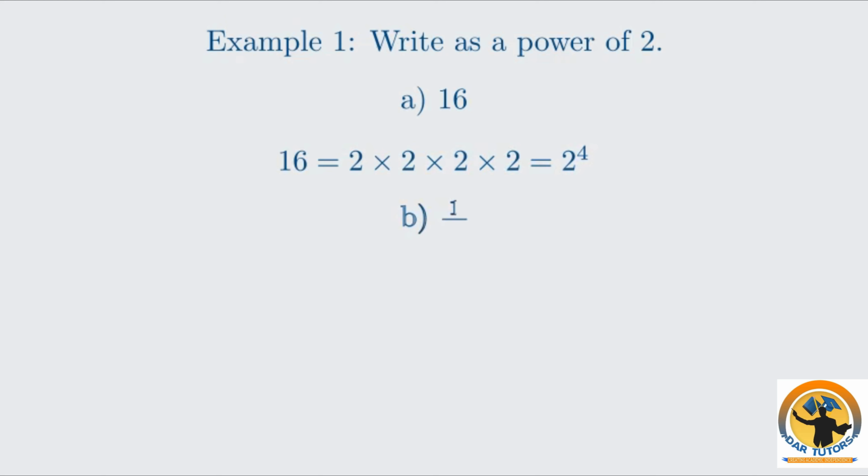Next, let's write 1 over 16 as a power of 2. We just found that 16 is 2 to the power of 4. So 1 over 16 is 1 over 2 to the power of 4. Using the negative exponent law, this is equal to 2 to the power of negative 4.